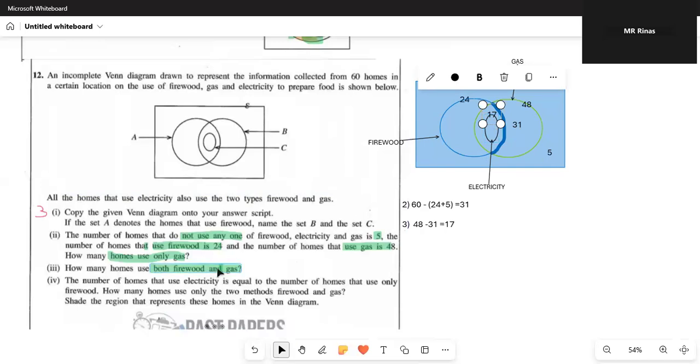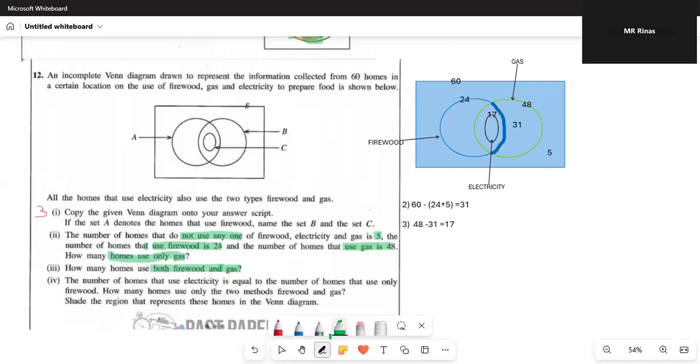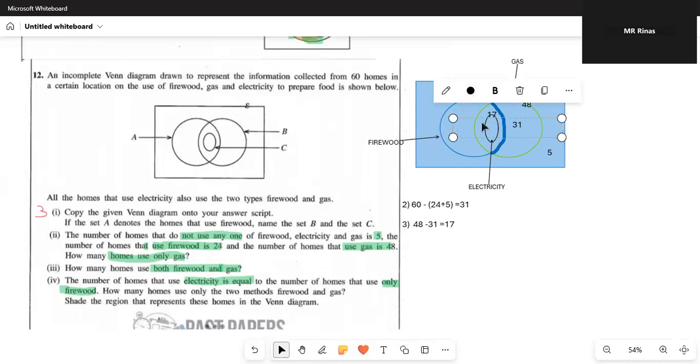Now we'll move on to the fourth question. They are telling that the number of homes that use only electricity is equal to the homes that use only firewood. Okay, so we'll find that one first. Now here see, you know that there are 24. Firewood, they have used 24.